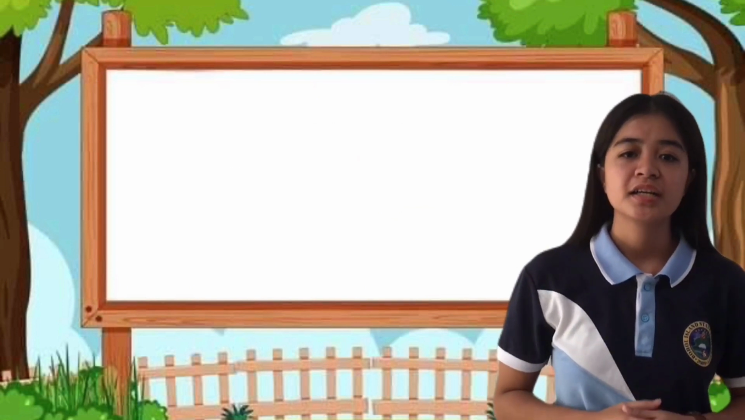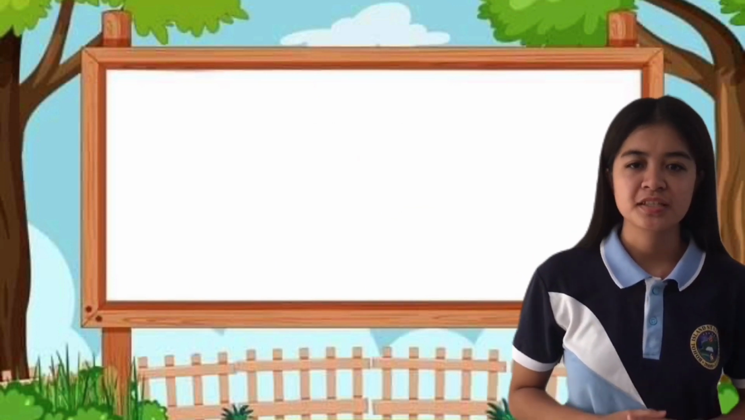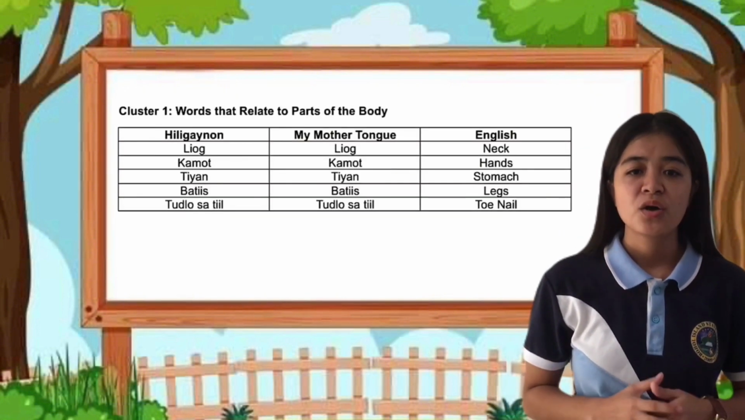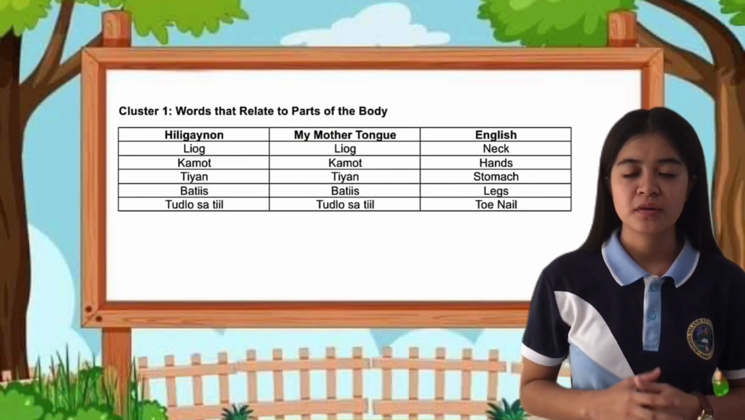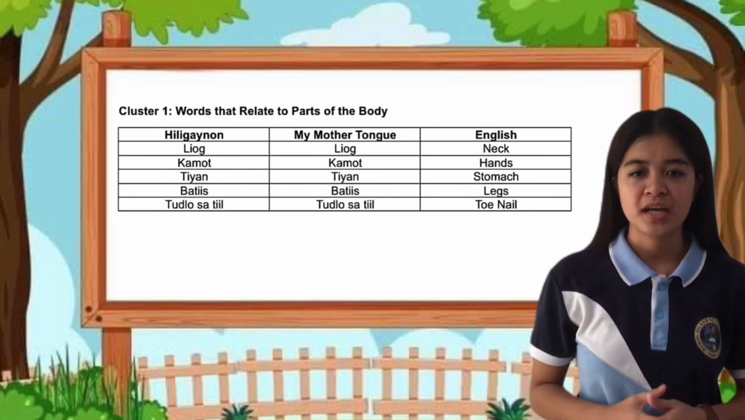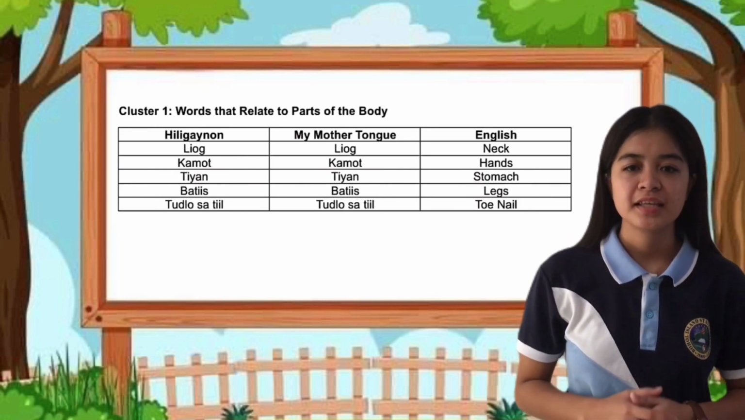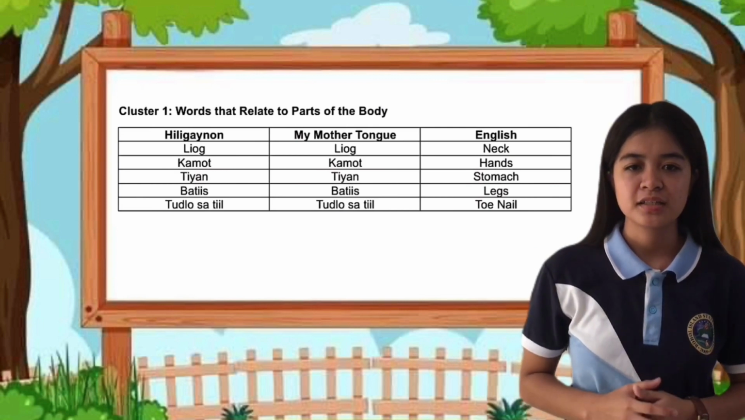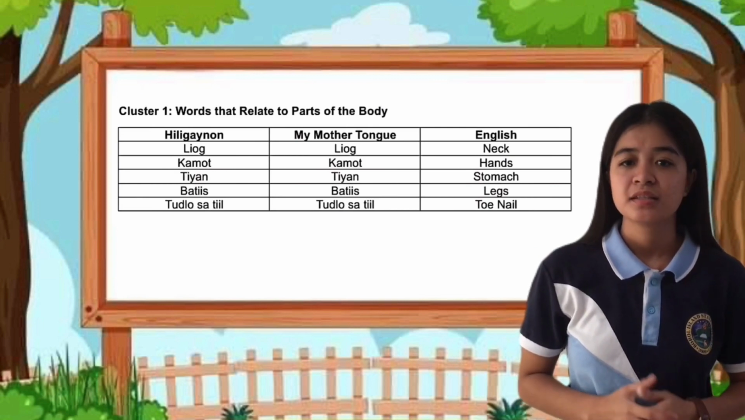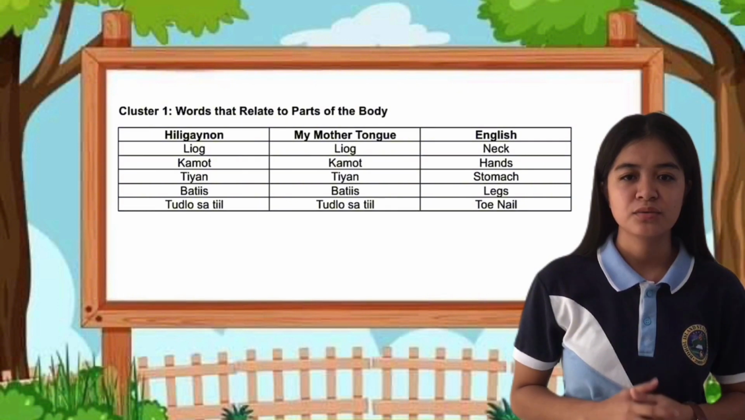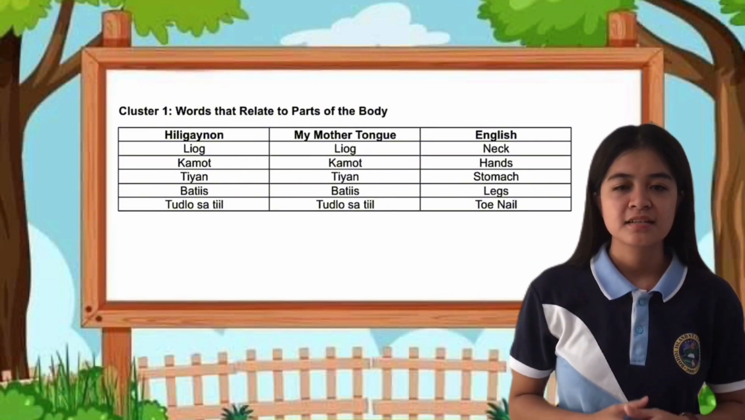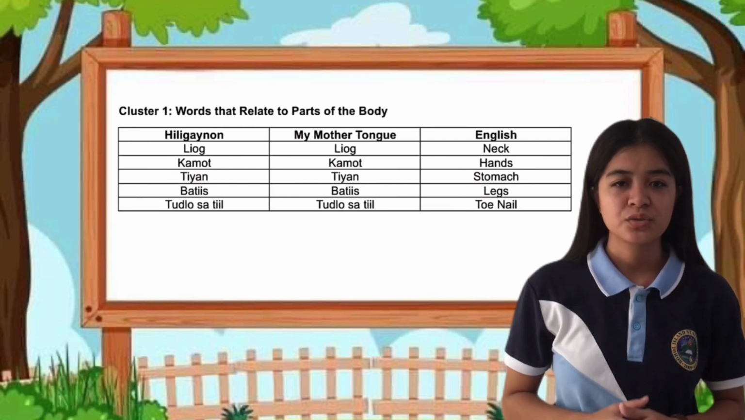So here are the common words used in science for teaching and learning. In cluster 1, words that relate to parts of the body. In Hiligaynon, we have liog, kamot, tiyan, batiis, and tudlo sa tiil. In our mother tongue, it is liog, kamot, tiyan, batiis, and tudlo sa tiil. In English, it is neck, hands, stomach, legs, and toenail.